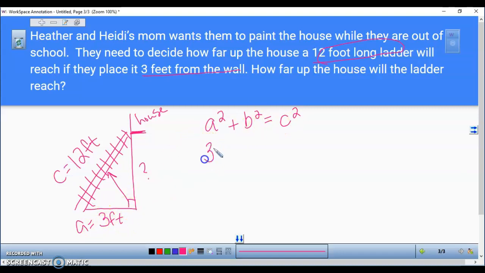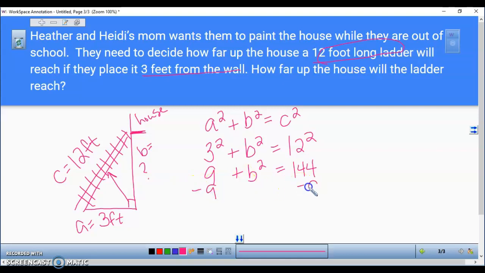So now I will put 3 squared plus B squared, because I don't know this, this is my unknown, equals 12 squared. Now I will evaluate these. So this is 9 plus B squared equals 144. You shouldn't have to put these in your calculator anymore. To solve for B, I will subtract 9 from both sides, and I have B squared equals 135.